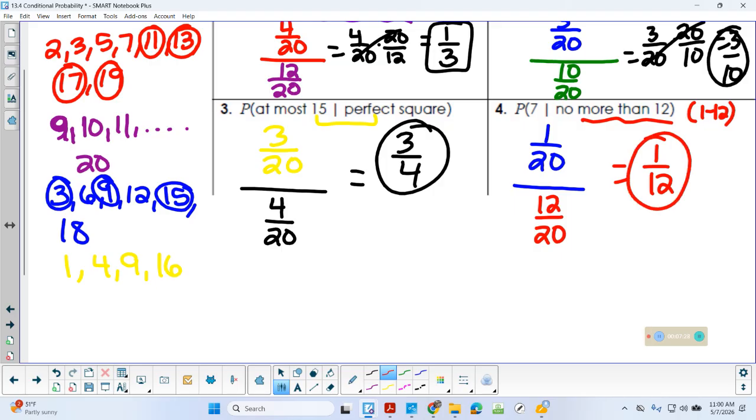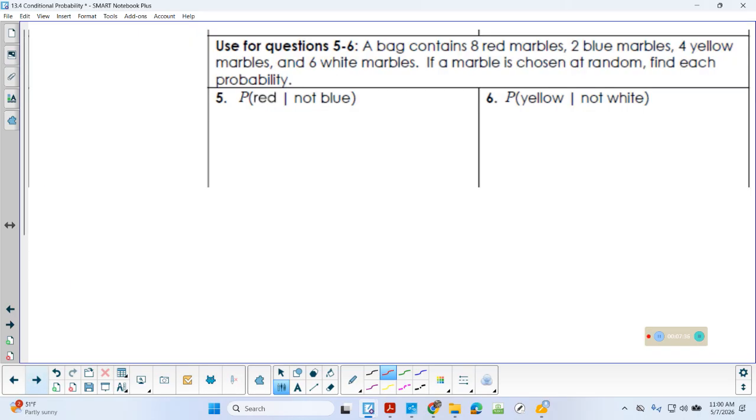Now, I almost kind of like the next ones better because they're giving you some marbles. We don't have to list out like primes and perfect squares. There's a spinner. Like, I think it gets a little easier here. So that contains 8 red, 2 blue, 4 yellow, 6 white. So first off, we need the total. How many total marbles do you have? 20.